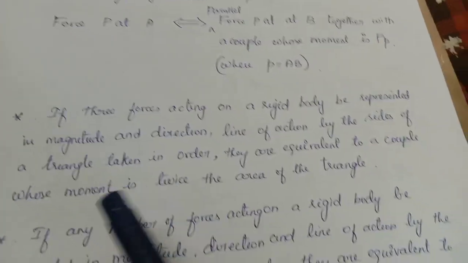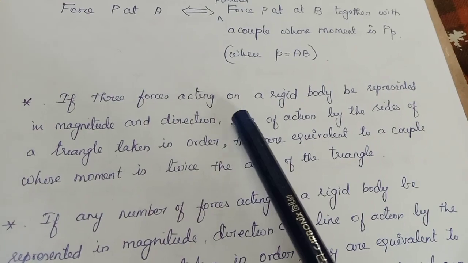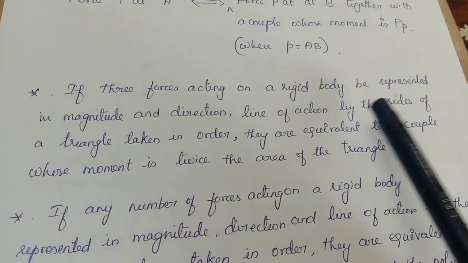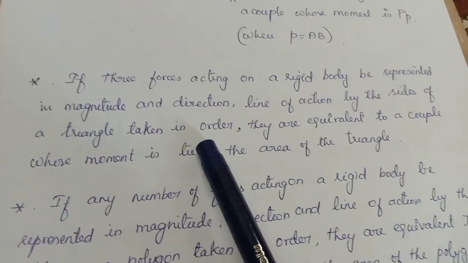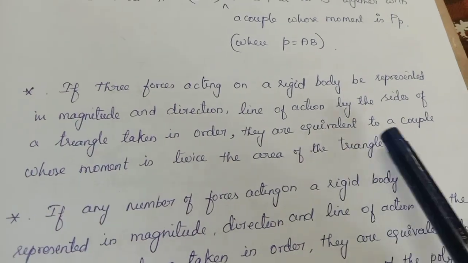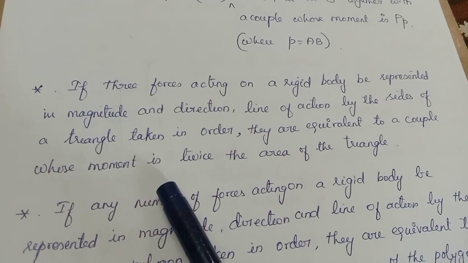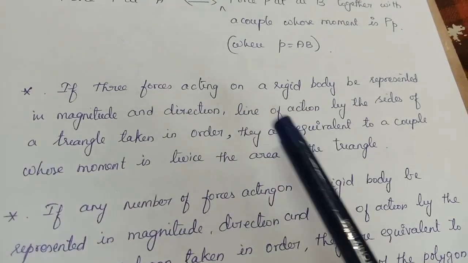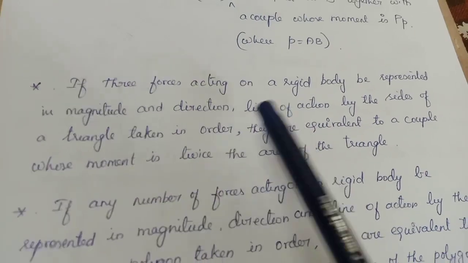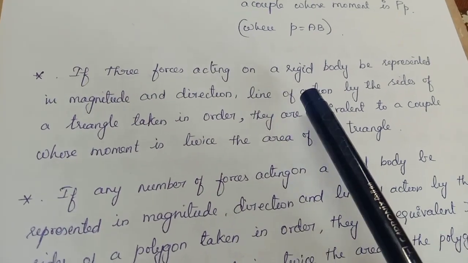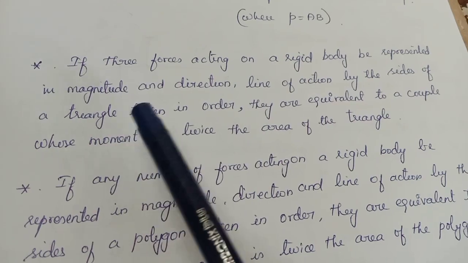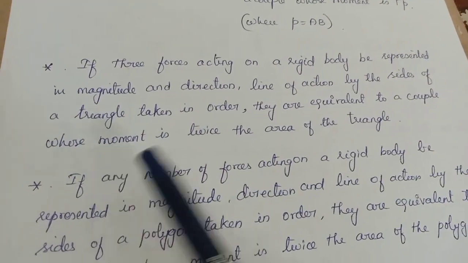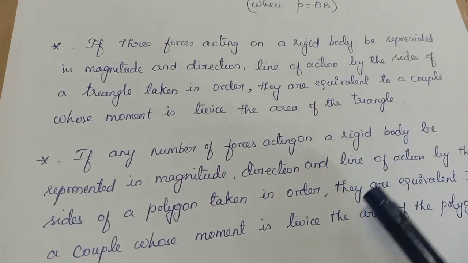Then the next one. If three forces acting on a rigid body are represented in magnitude, direction and line of action by the sides of a triangle taken in order, they are equivalent to a couple whose moment is equal to twice the area of the triangle. So here, three forces acting on a rigid body are represented by the sides of the triangle. Then what is the resultant? It's a single couple. And what is the moment of the couple? Twice the area of the triangle.